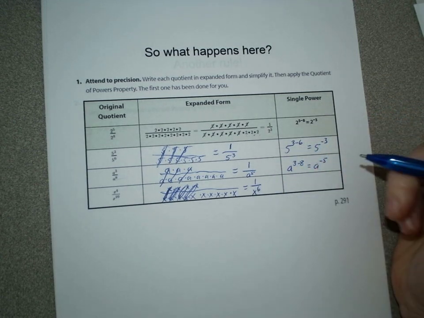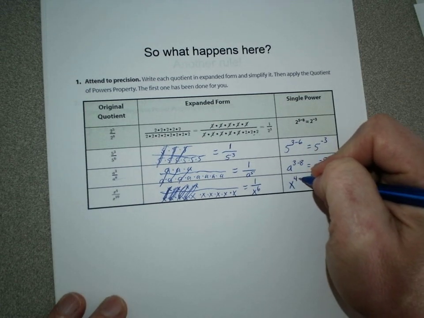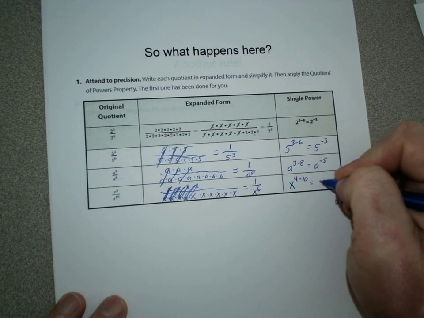And now if we follow that division rule, we keep our base of x, because both of these have a base of x, to the power of the top exponent minus the bottom exponent, and we get x to the power of -6.